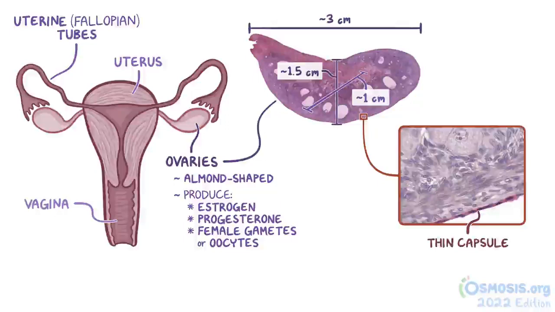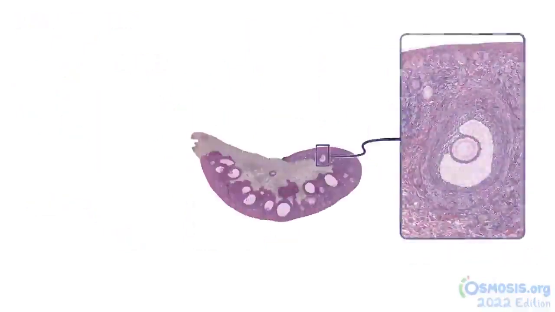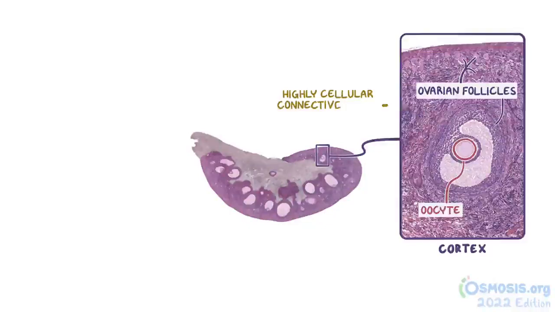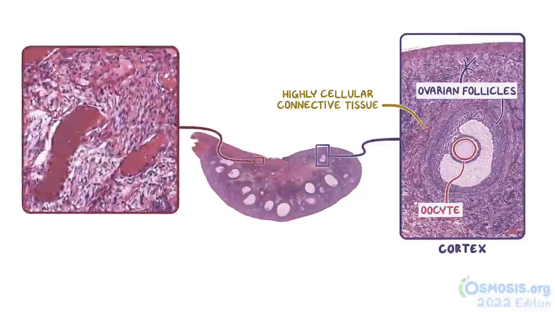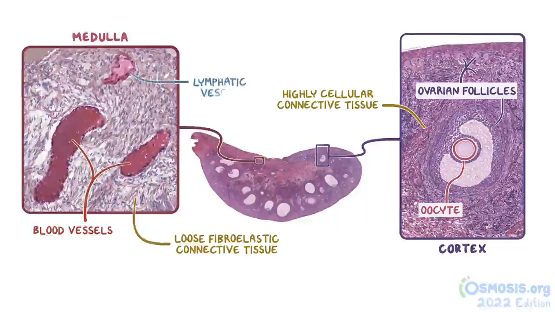The capsule is made up of a thin layer of simple cuboidal epithelium that's only 1 cell thick, and an underlying dense layer of connective tissue called the tunica albuginea. The majority of the ovary consists of the cortex, which is the outer region where the oocytes and ovarian follicles develop. Ovarian follicles are the fluid-filled structures that each contain an oocyte. The cortex of the ovary has highly cellular connective tissue in comparison to the inner region of the ovaries called the medulla, which consists mostly of loose fibroelastic connective tissue with many large tortuous blood vessels, lymphatic vessels, and nerve fibers.